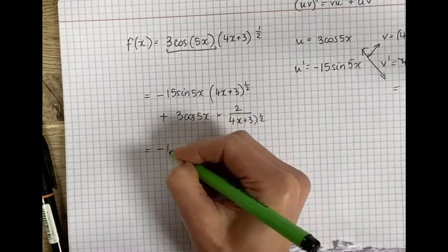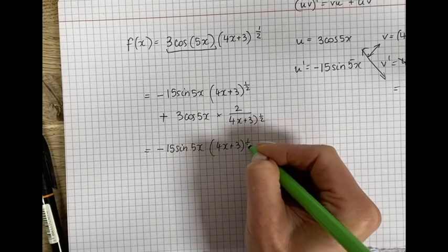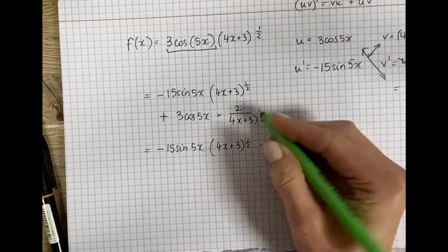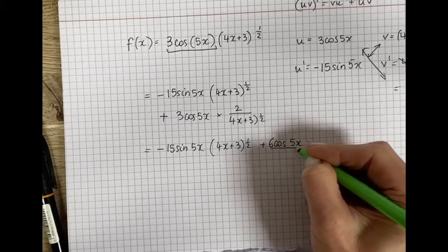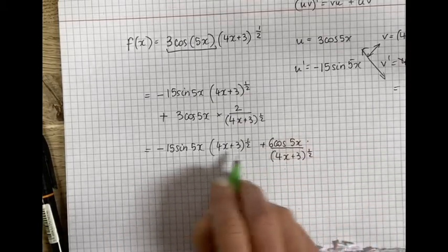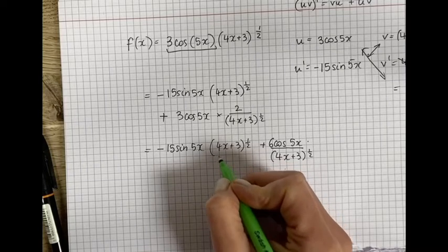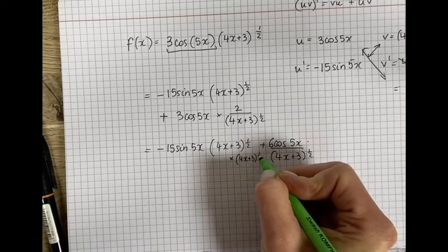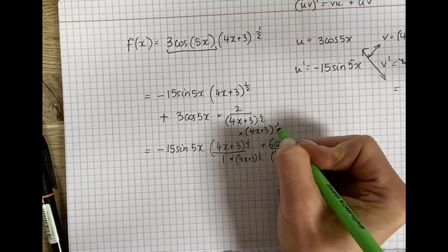Okay, so let's copy this one down. Minus 15 sine 5x multiplied by (4x plus 3) to the power of a half. And then plus, so here we're going to have cos, well, 3 and 2 multiplied together give me 6. So 6 cos 5x over (4x plus 3) to the power of a half. And you might want to just bring it to the common denominator in order to see what it looks like, simplify it further, I guess. So you would have to times this one by (4x plus 3) to the power of a half, because you need to think of it as having 1 in the denominator, and this, the top, also by (4x plus 3) to the power of a half.